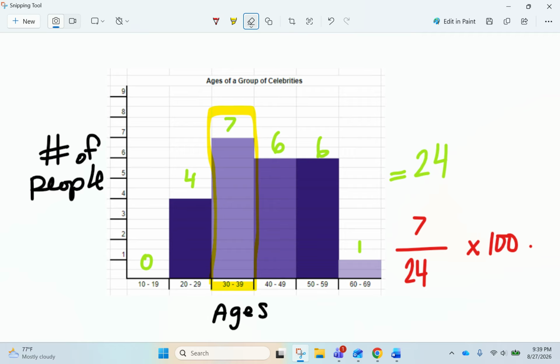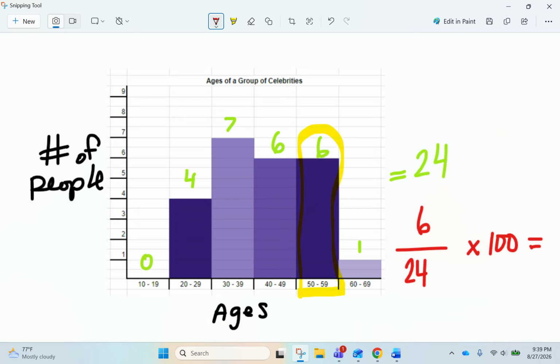Okay, what percent of celebrities are between 50 and 59? So in their 50s. We're pretty much going to use the same formula here, but instead of 7, we are going to use people in their 50s right here. We're going to use 6. So 6 goes right here. 6 out of 24 times 100. I'm just going to make that an equal sign. Okay, so that one was number 9.